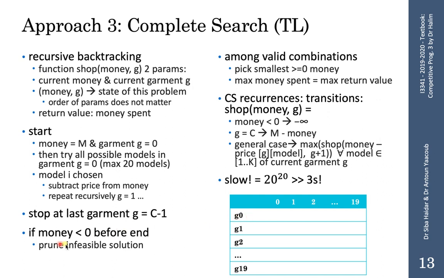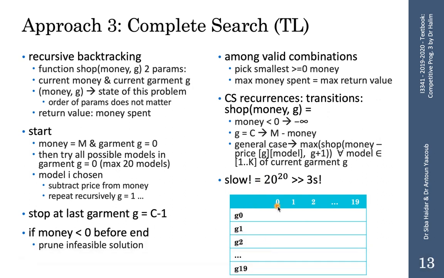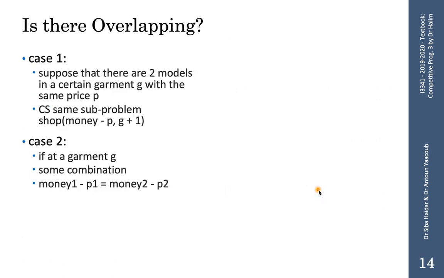However, this is very slow because you don't really have a lot of early pruning, because for each garment you have to check all the possible models. By the given constraints, you have up to 20 garments, and up to 20 models in each garment, so you have to loop over them all. In the worst case this is 20 to the power 20, and this will take more time than the 3 available seconds for this problem.